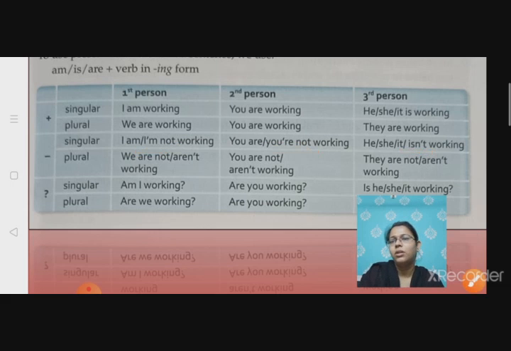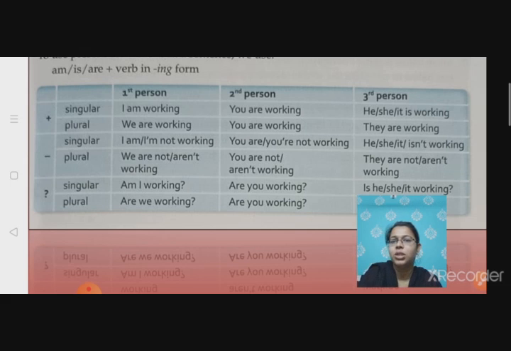Now for plural we are going to use we are not working. Aren't is a short form for are not. You aren't working or you are not working for second person, and for third person they are not or they aren't working. So remember the formation for present continuous tense negative sentence. For plural we are going to use are for first, second and third person, and then along with it we will add not and verb-ing.